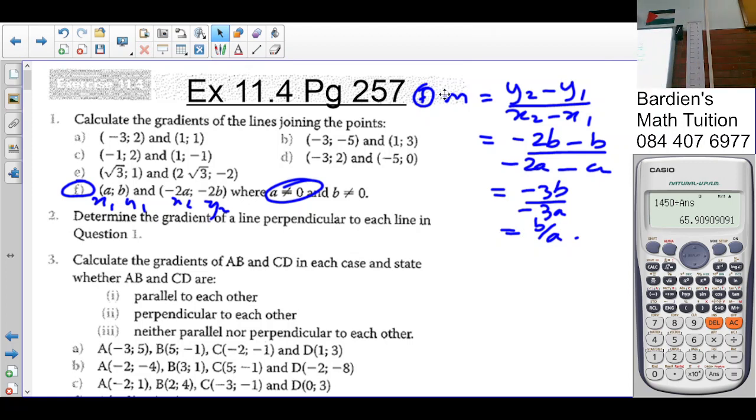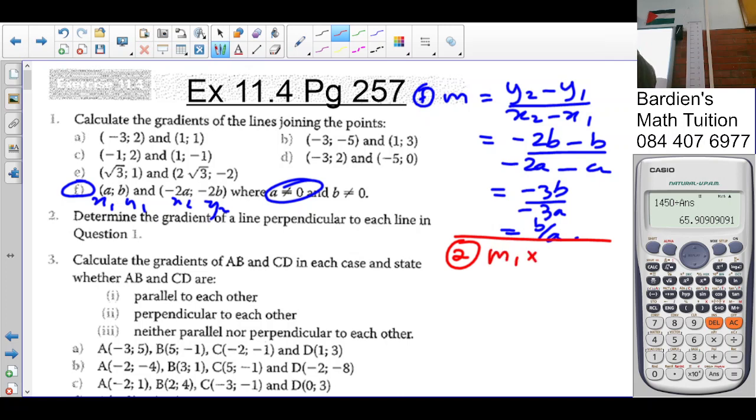Determine the gradient of the line perpendicular to each line in question 1. Right? Since the lines are perpendicular, what do we know? m1 times m2 is equal to? Negative 1.